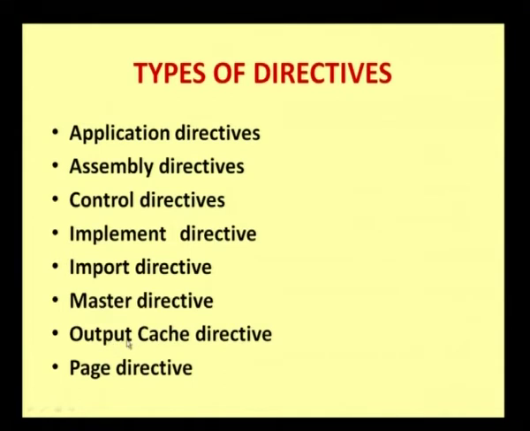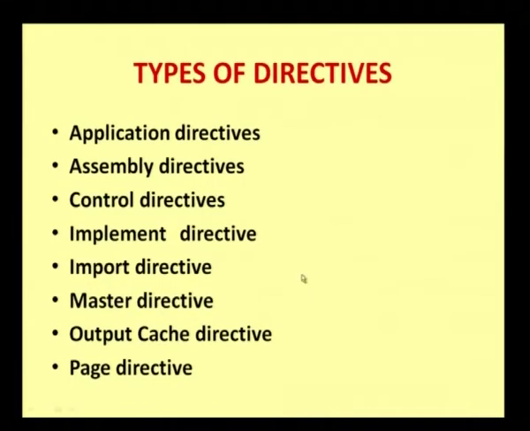And output cache directives deal with the databases: how long the database is updated, and whether the database is updated, in what duration. So that type of attributes will come under output cache directives. And the page directives we have specified are used to specify the types of languages used. So we are going to see some of the directives in detail.